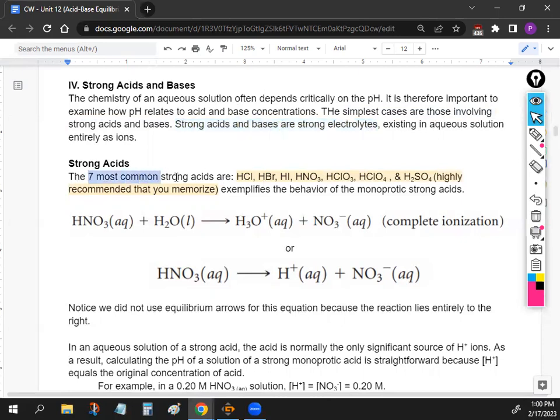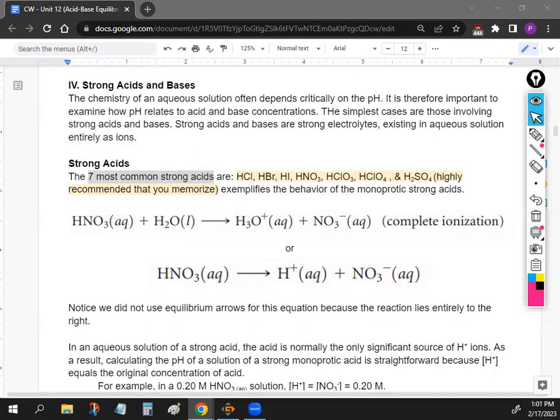All right, the seven common strong acids that you need to memorize are these ones right here: HCl, HBr, HI, HNO3, HClO3, HClO4, and H2SO4. I highly recommend that you memorize them. It'll be very helpful when you're taking your exam, because a lot of times they don't tell you specifically that they are strong acids.